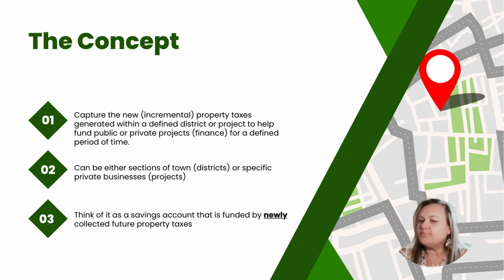How does it work? When a TIF district is created, the property taxes within that district are split into two parts. First, the base taxes, and second, the incremental taxes. The base taxes are the original taxes, and they continue to fund the town's general expenses, while the incremental taxes, those are the new taxes generated from increased property values, and they go into a special TIF fund.